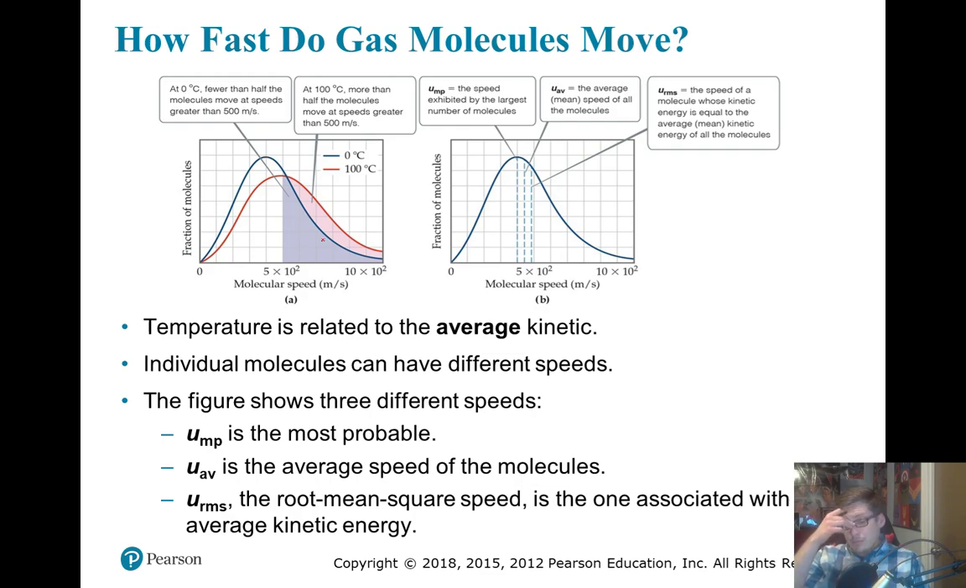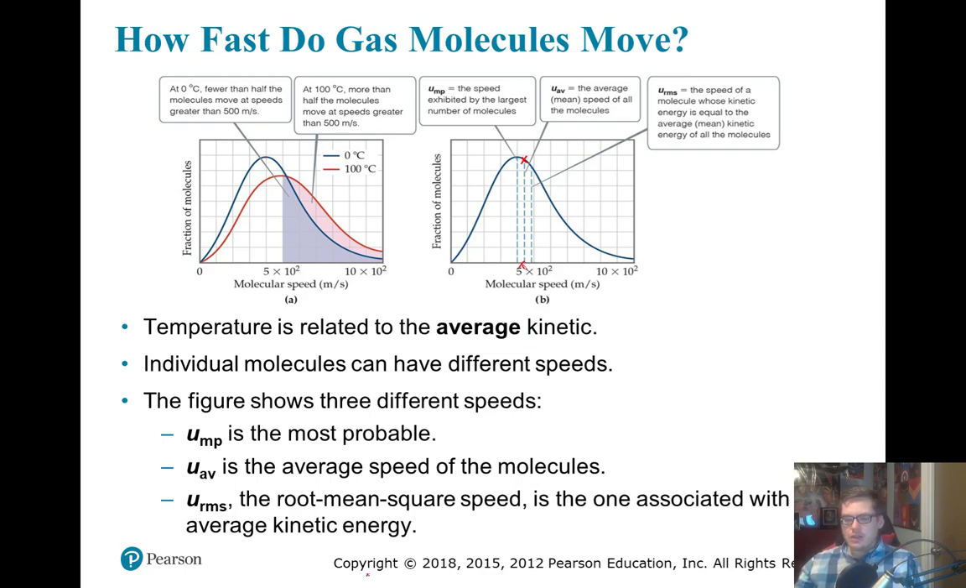The UAV, all right, is the average speed of the molecules. So if you actually calculated the mean, sum them all up, divide by however many there were, you would get this value right here, this UAV. Or the X value related to that, so down here.